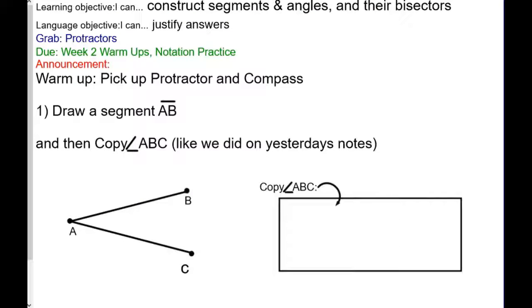So your warm-up today is drawing an angle ABC. Sorry about that. All right, so you drew your own angle. I drew one myself on our warm-up.